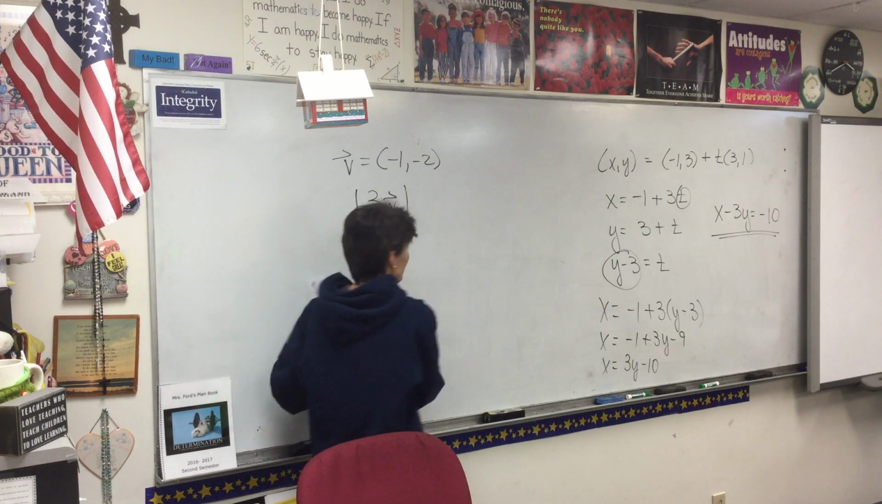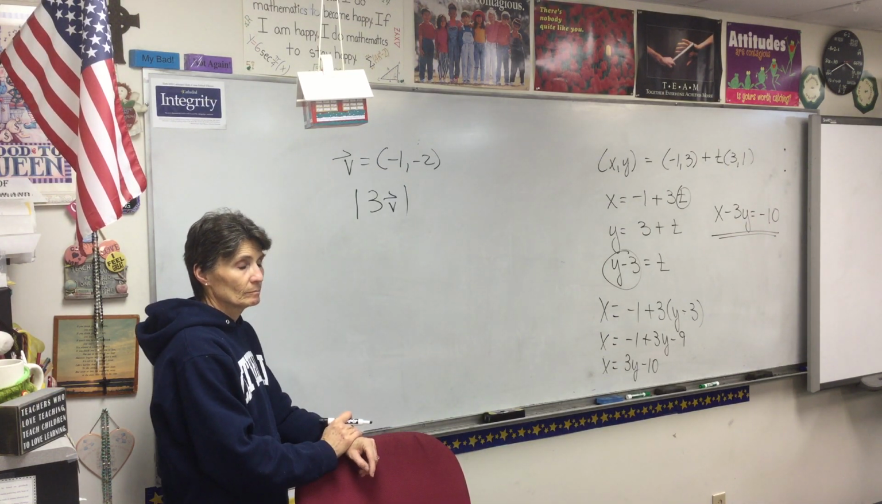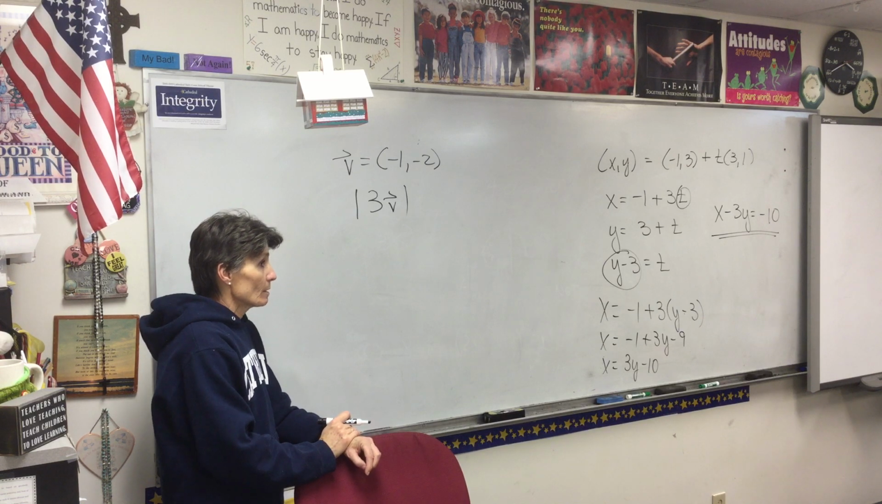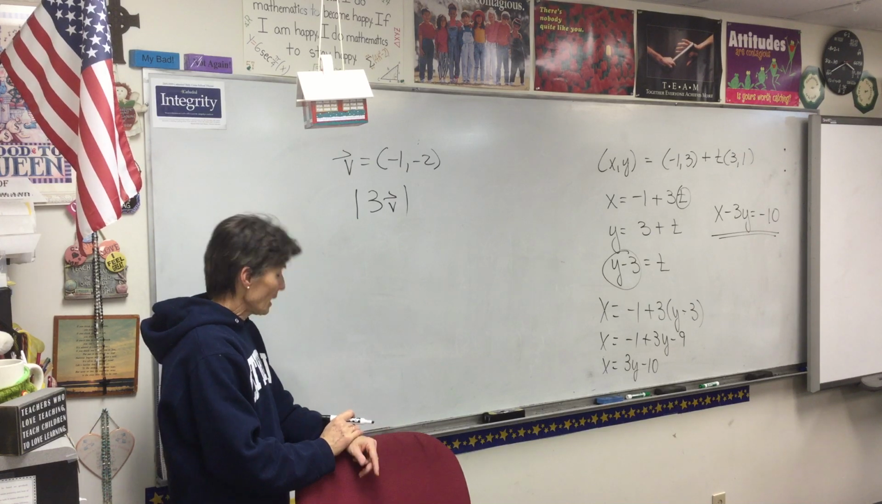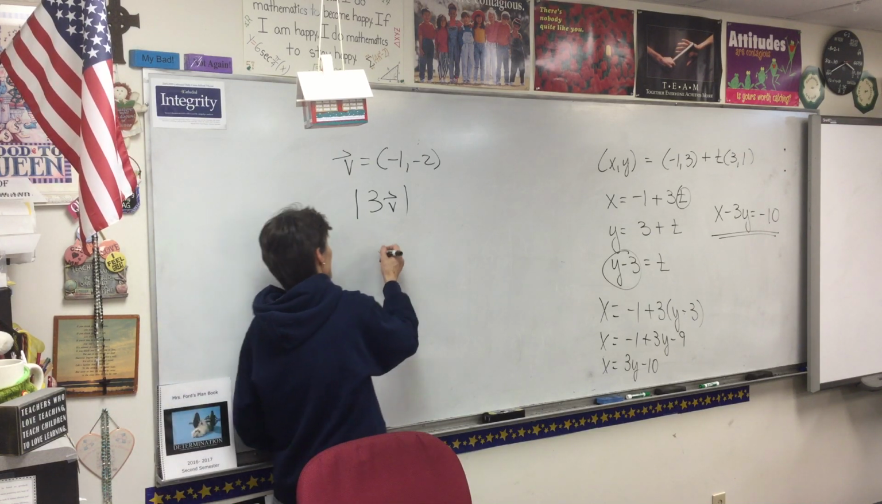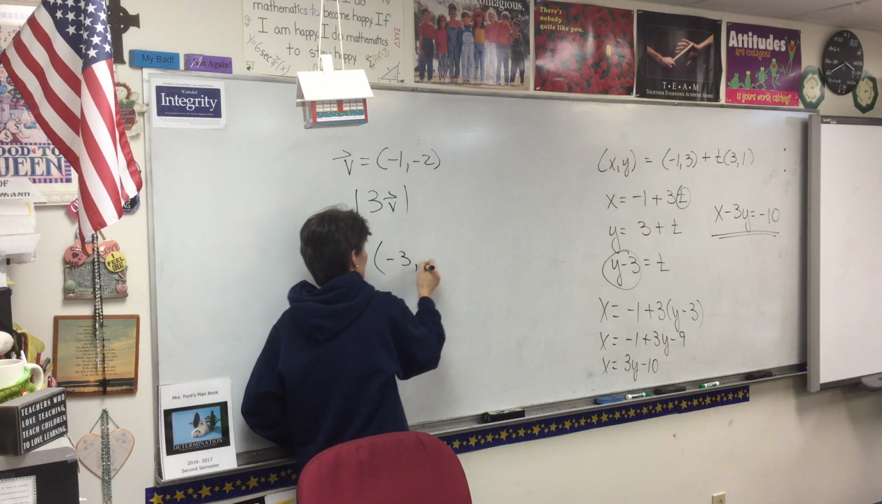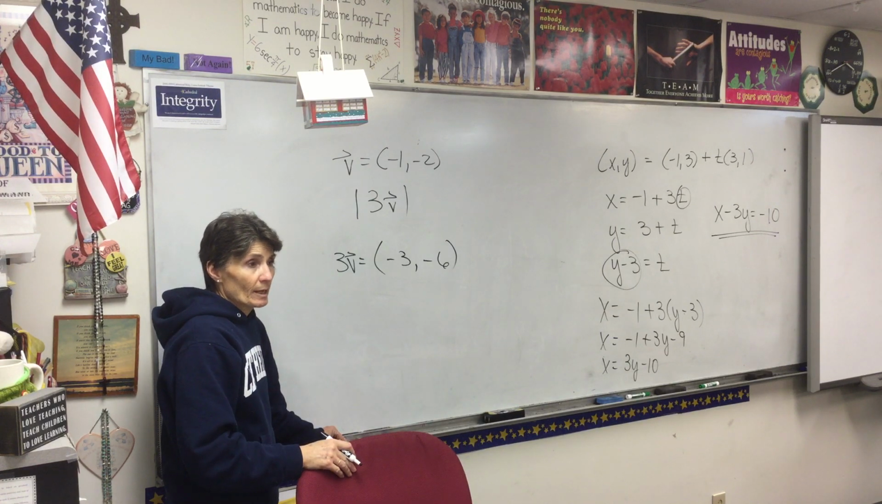All right, so how do I do this? It means magnitude, but I gotta do something before I do magnitude. What do I have to do first? Multiply by 3. So if I multiply by 3, that will give me -3, -6. And now I'll do the magnitude.